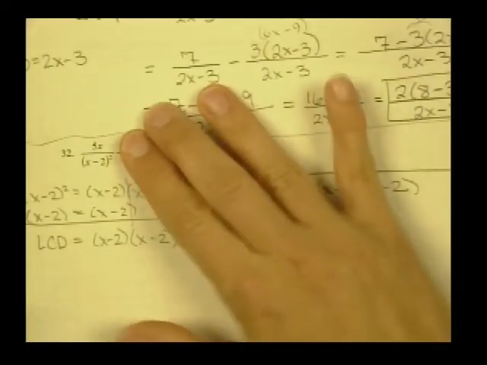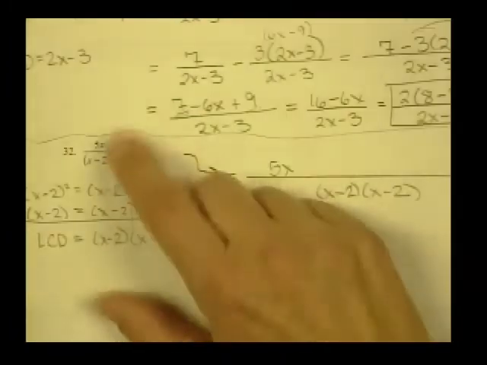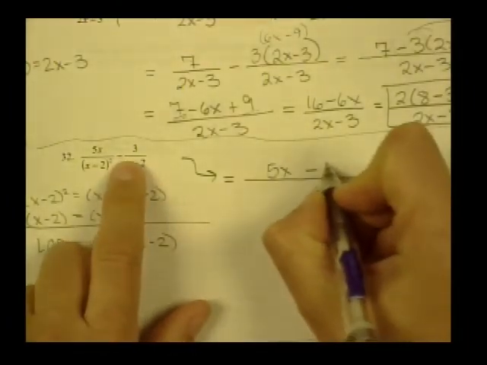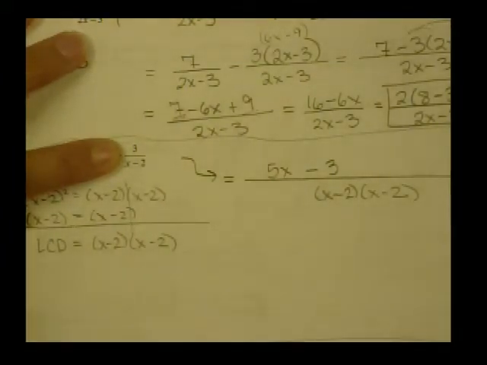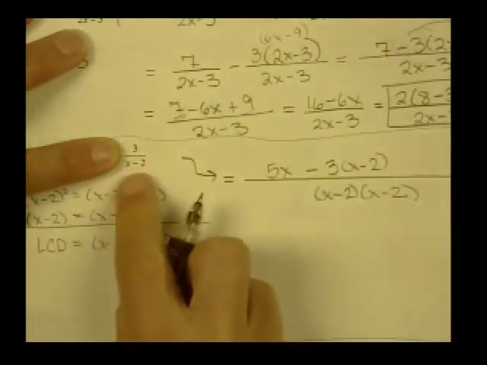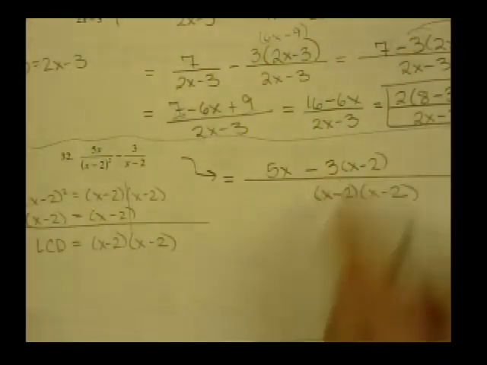So if I look at the first fraction, is there anything we need to multiply top and bottom by so that it has the LCD? No, it already is over the LCD. So we don't need to multiply top and bottom by anything. So it just stays 5x minus 3. Now, in that fraction, is there anything we need to multiply top and bottom by? x minus 2. So if we multiply the bottom by x minus 2, then we'd have x minus 2 times x minus 2, which is the LCD. And then now I've multiplied the top by the LCD.